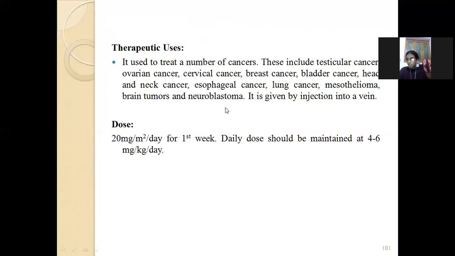So the drug is taken through the intravenous route of administration, and the dose is 20 mg per day for the first week, and the daily dose should be maintained at 4 to 6 mg per kg per day. So based upon the body weight, the dose should be maintained.